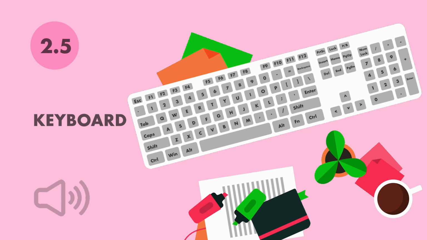The longest key on the keyboard is the spacebar. It is located below the alphabet keys. Spacebar is the most used key of the keyboard. You can scroll through the contents visible on the monitor with the help of arrow keys. There are 4 arrow keys: up, down, left and right.